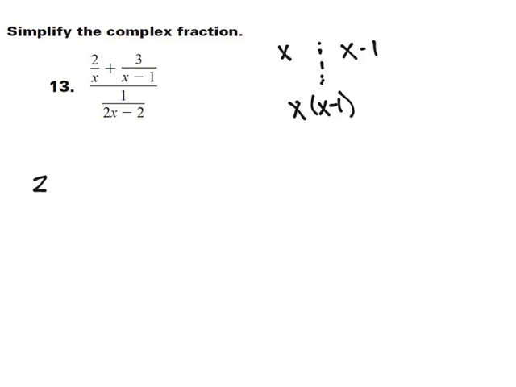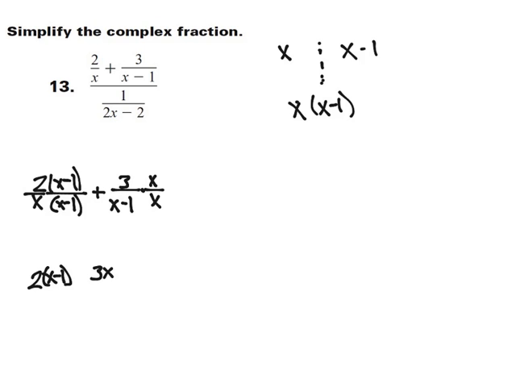So I'm going to have to multiply the first one by x minus 1 on top and bottom. And the other one I'm going to have to multiply by x. I end up with 2x minus 1, 3x. We're going to add those together. On the bottom, okay, I still got my x minus 1. Essentially, guys, this is all still over the 2x minus 2.